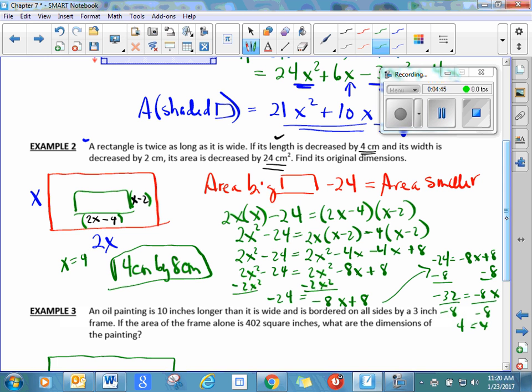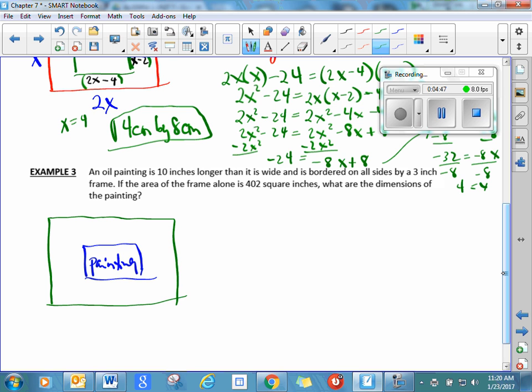Let's look quickly at example number 3. This oil painting is the subject of our attention. The oil painting is 10 inches longer than it is wide.